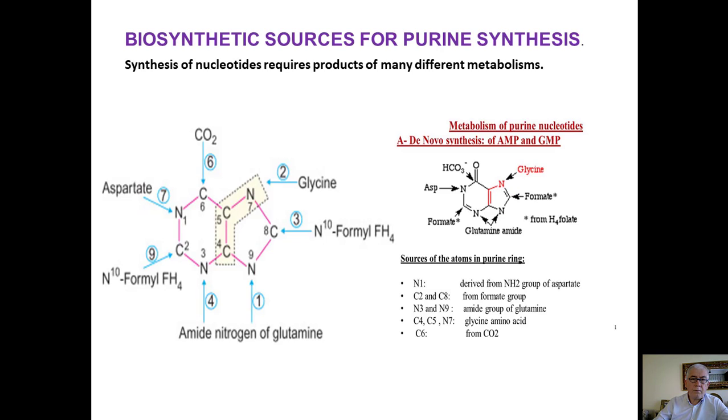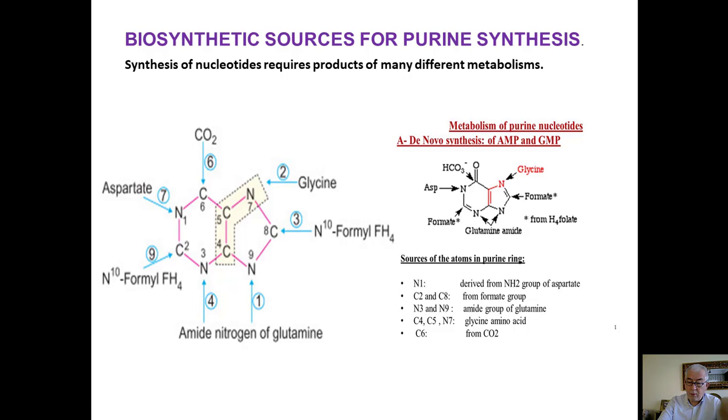When you look at the biosynthetic sources for the purine ring system, it is built on ribose 5-phosphate. This molecule comes from the pentose phosphate pathway, and the purine ring system comprises 4 nitrogen and 5 carbon atoms. The ring system is numbered starting from the nitrogen coming from aspartic acid.